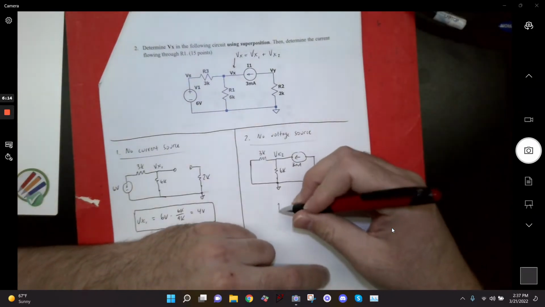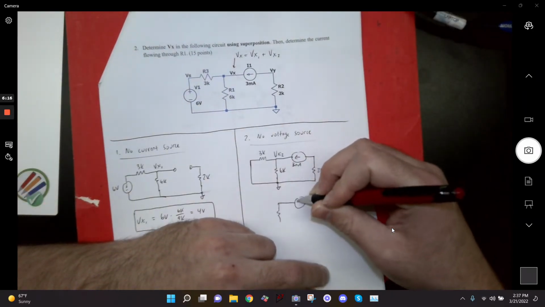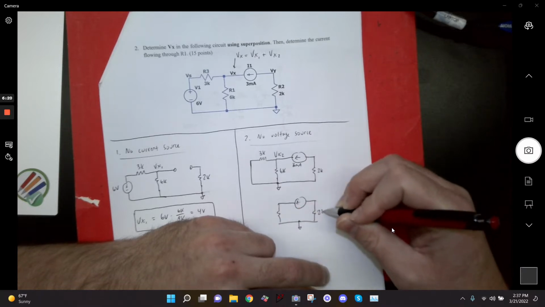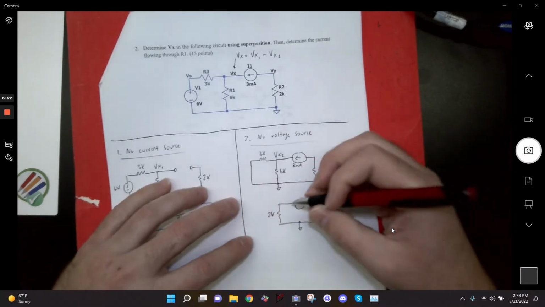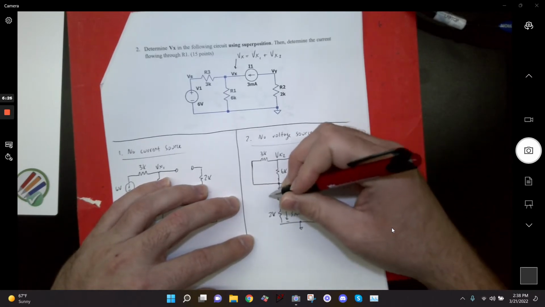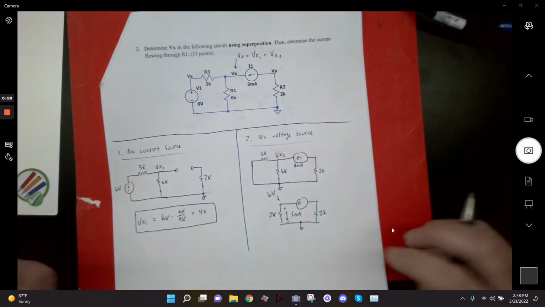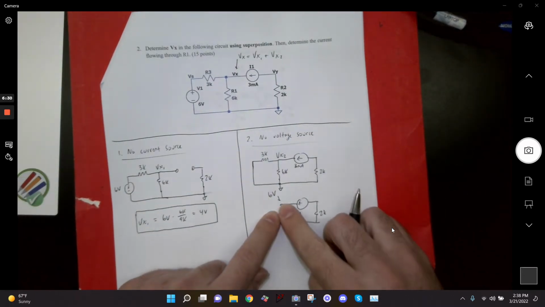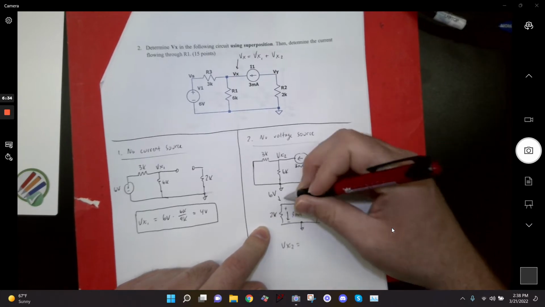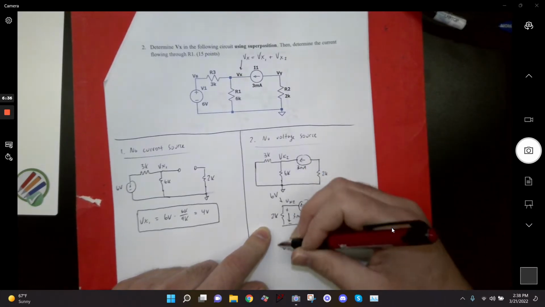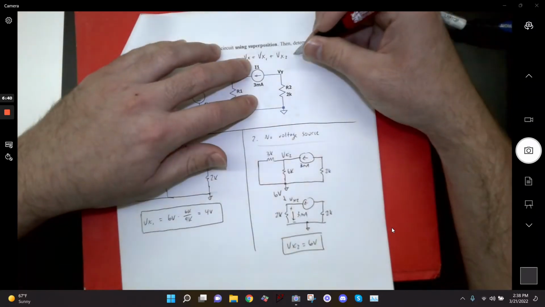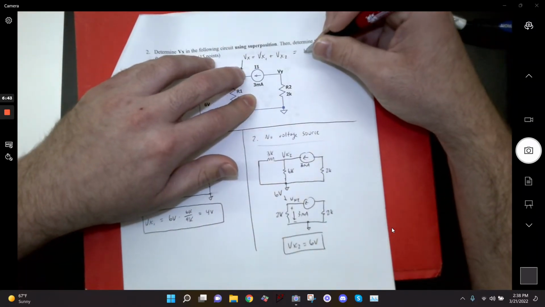Alright, so then I could redraw this circuit like this. That's 2K, and this is 2K. And I've got 3 milliamps flowing here. So I could say that this is 6 volts, right? 3 milliamps times 2K gives me 6 volts. So my VX2 is 6 volts. Then I've got VX1, I've got VX2, which means that VX is equal to 10 volts.